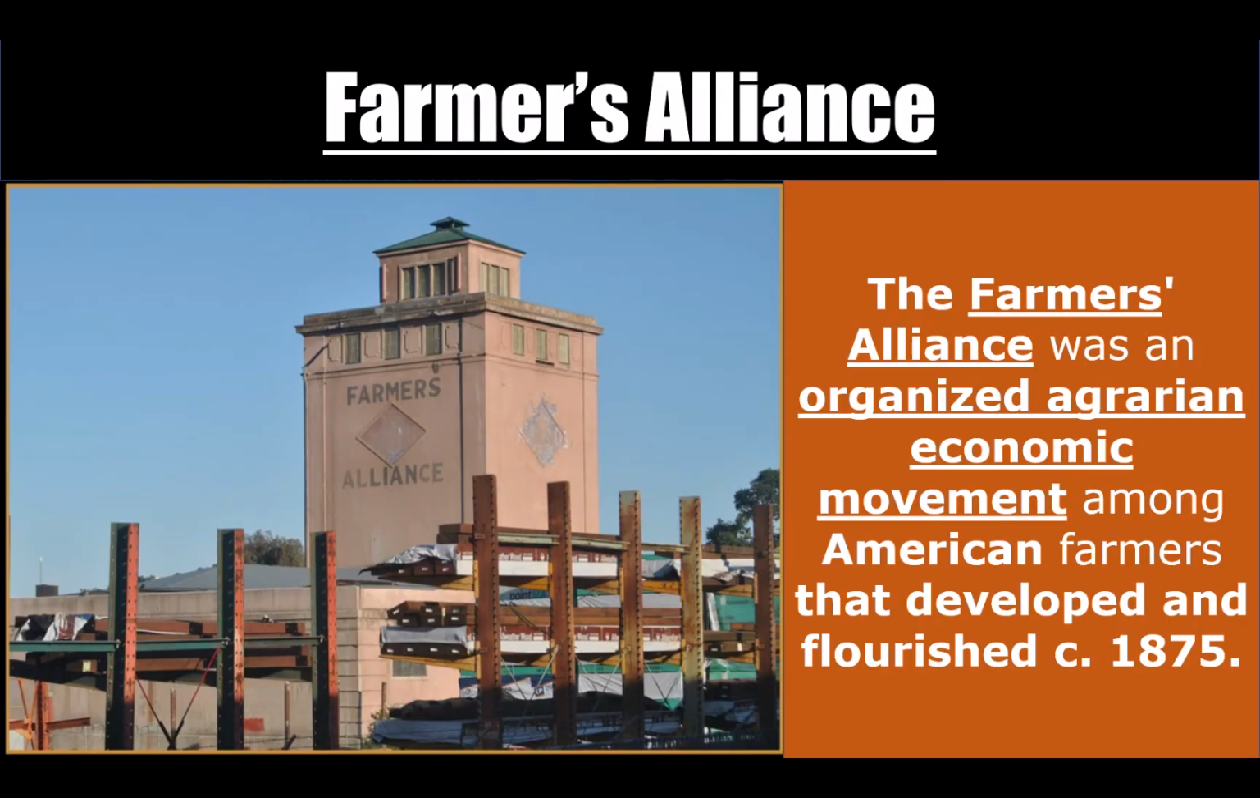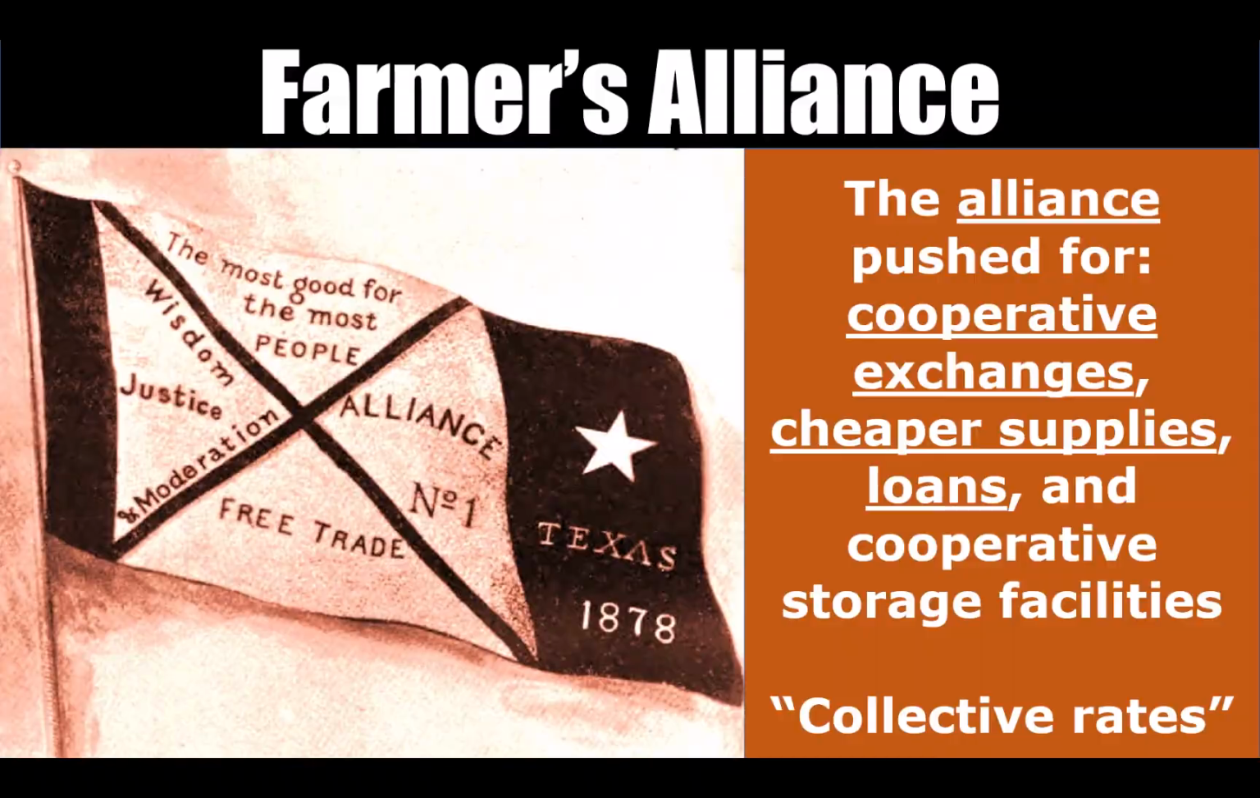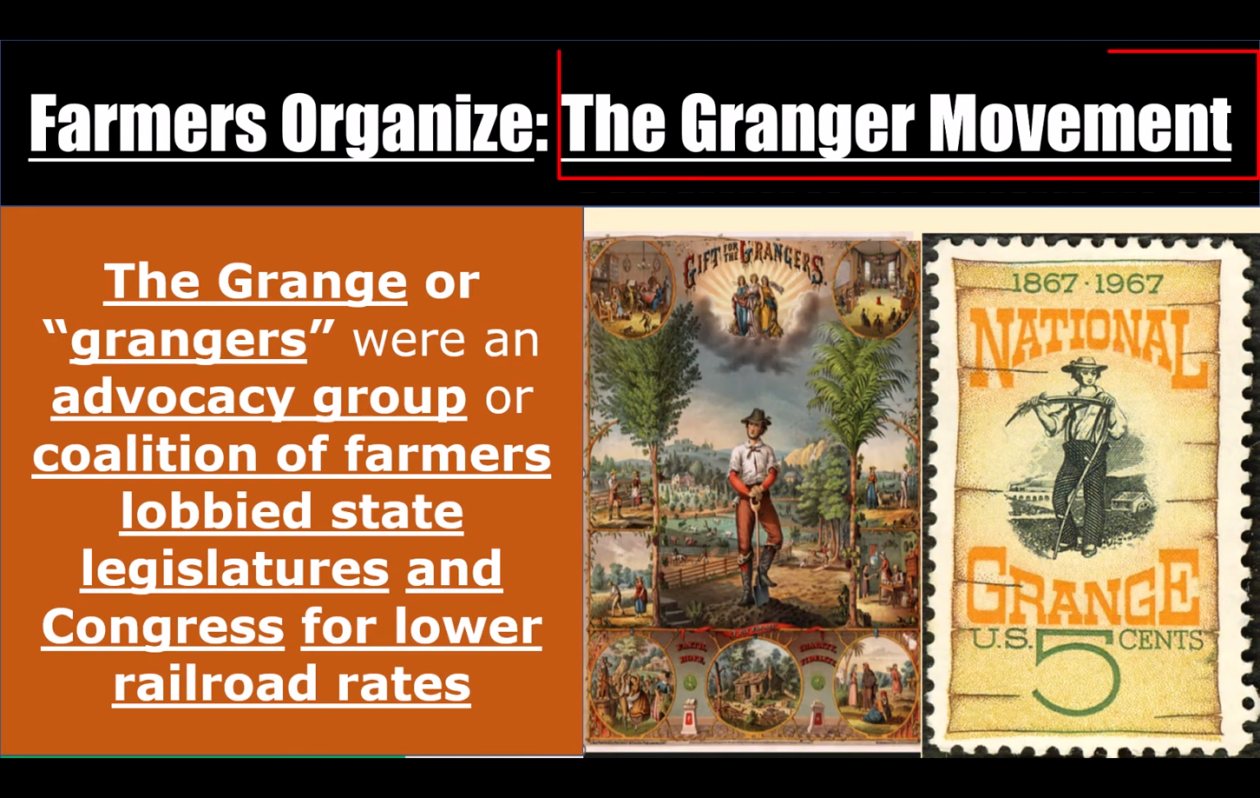The farmers knew they needed to organize, and one of the first groups that they formed was the Farmers Alliance, which was founded around 1875. Like the trade unions that were forming, the farmers knew that their strength could only lie in their numbers. The Farmers Alliance fought for cooperative exchanges to set better prices for their goods, cheaper supplies and loans, and utilize their collective bargaining power.